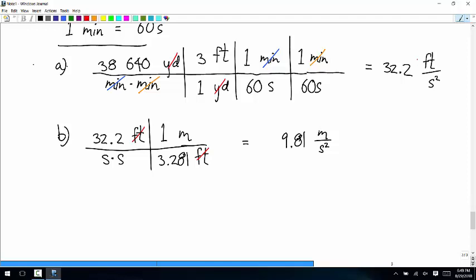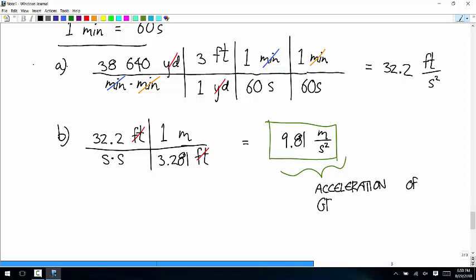This one, not so much, because we're not going to use units of feet very often, but this one is something that we're going to see all the time. Anybody happen to know what that number and that unit stand for? Yeah, that's the acceleration that gravity causes. That's the acceleration of gravity for an object in free fall.